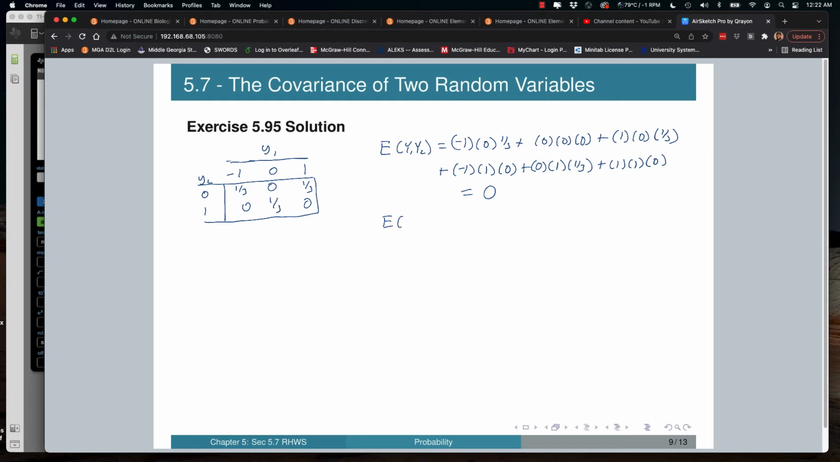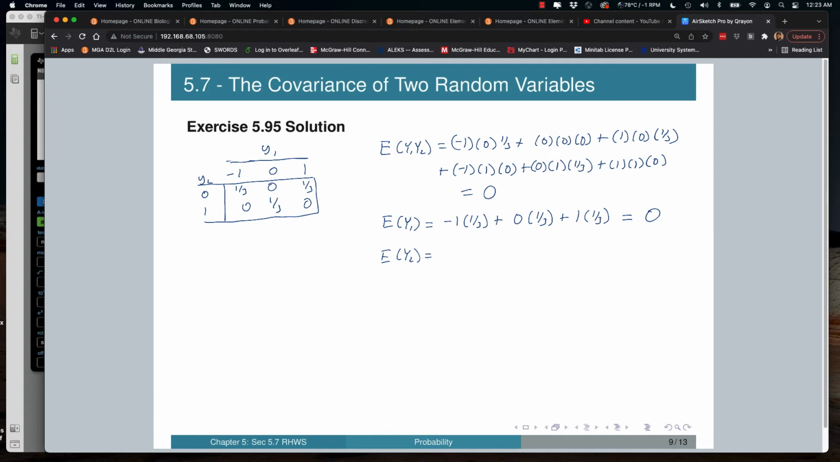The expected value of y sub 1 is just, again, the things we've been doing before, so it should be -1 times the first column's total, which is 1/3, plus 0, the random variable 0, times the 1/3, because that's the second column's total, plus 1 times 1/3 again. But this also turns out to be 0. So you're probably going, well, isn't that going to be what the expected value of y sub 2 is? And don't always count on that.